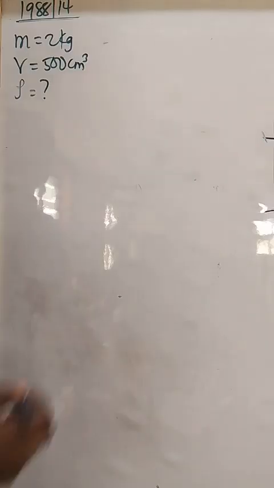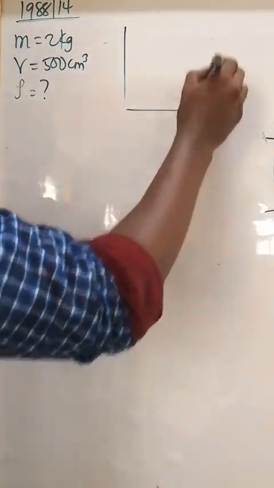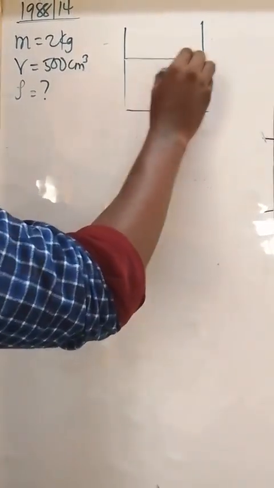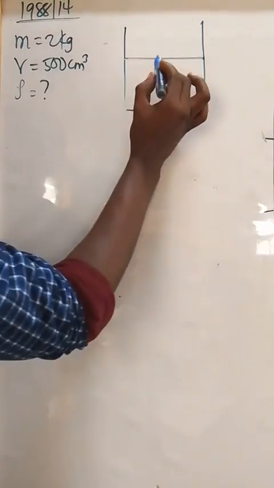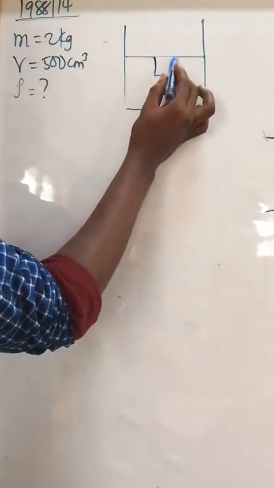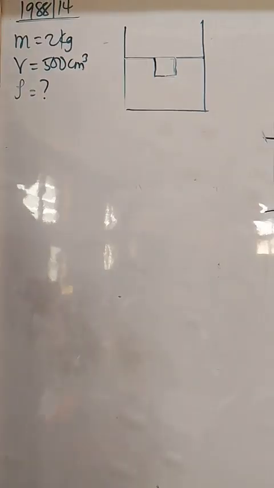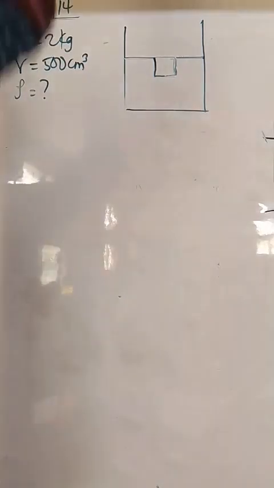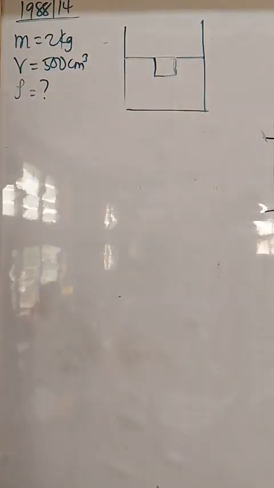Now, when I say the body just floats when completely immersed, it means the total fraction is inside. Nothing is outside, but it's floating. This will only happen if these two bodies have almost the same density.